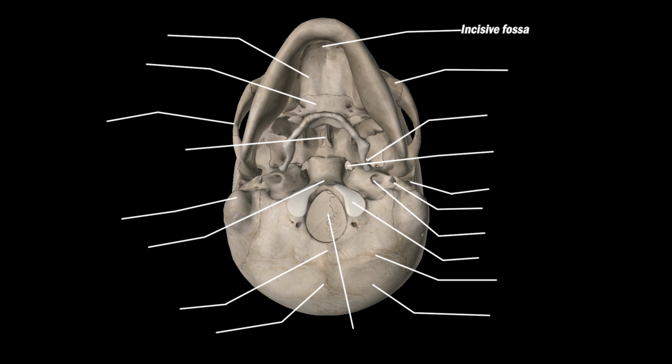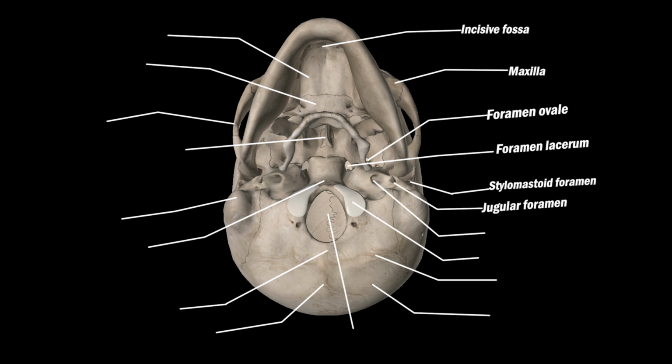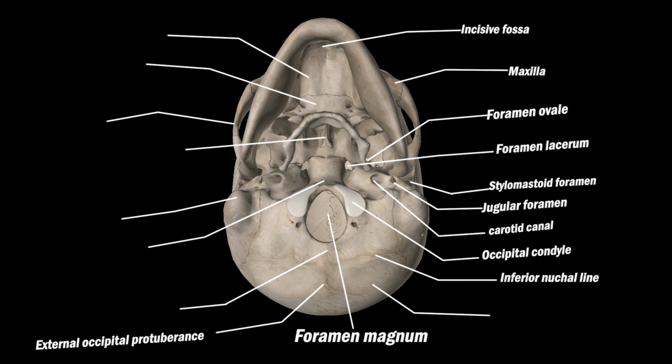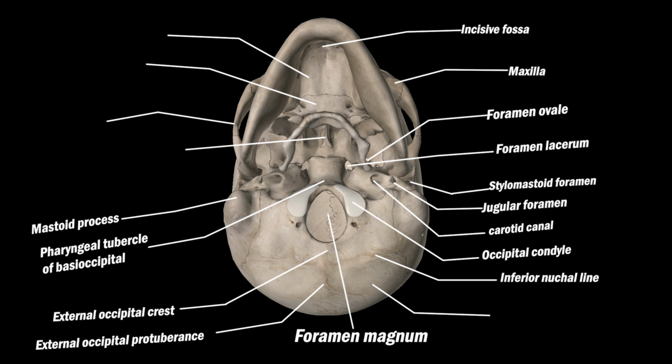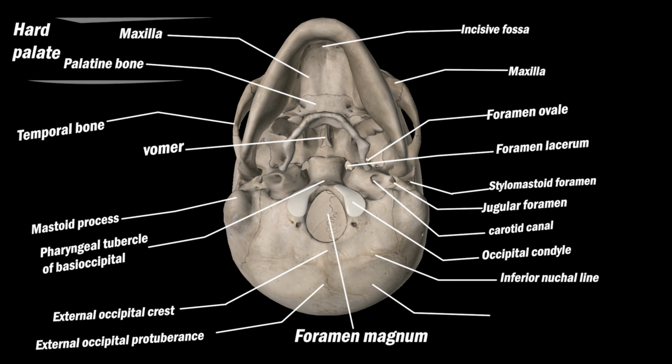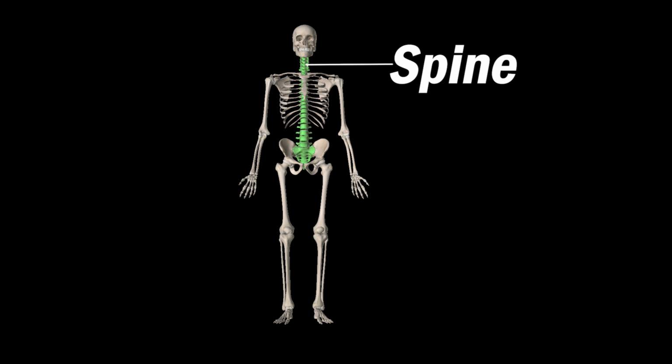incisive fossa, maxilla, foramen ovale, foramen lacerum, stylomastoid foramen, jugular foramen, carotid canal, occipital condyle, inferior nuchal line, foramen magnum, external occipital protuberance, external occipital crest, pharyngeal tubercle of basioccipital, mastoid process, vomer, temporal bone, palatine bone, and maxilla of hard palate. Spine. The spinal column, also referred to as the backbone or spine, is a component of the skeletal structure.